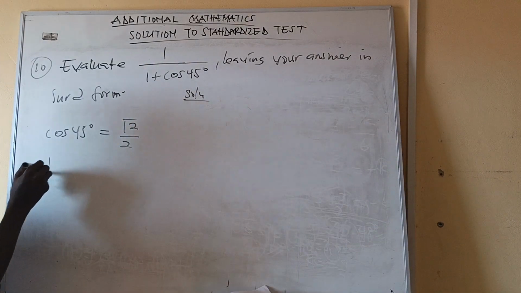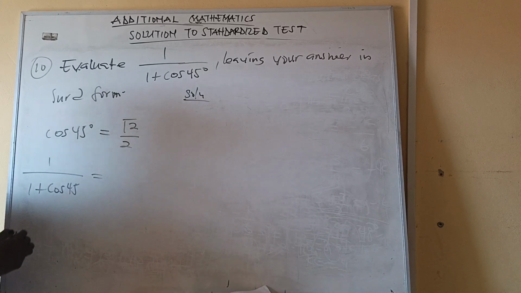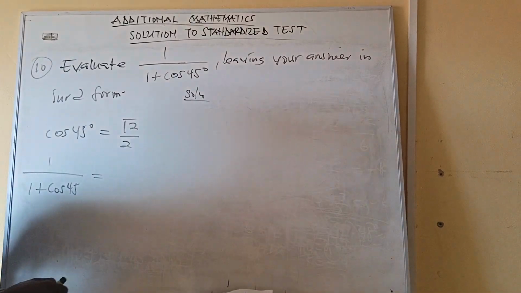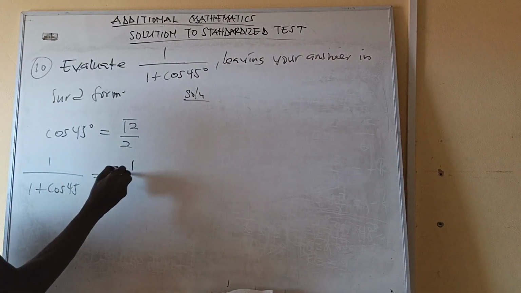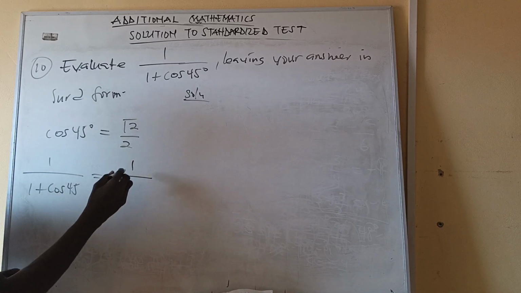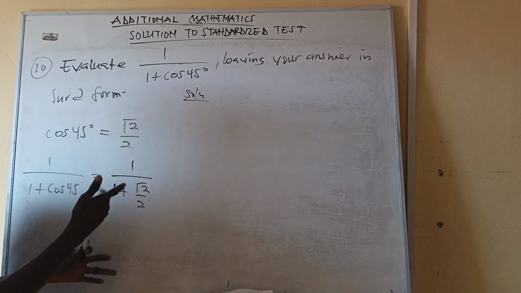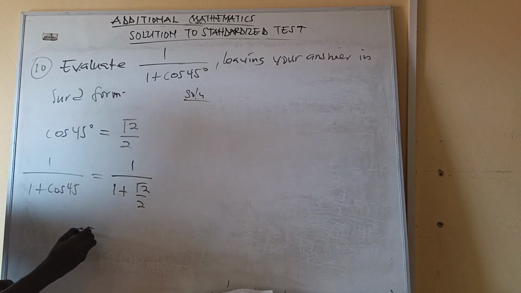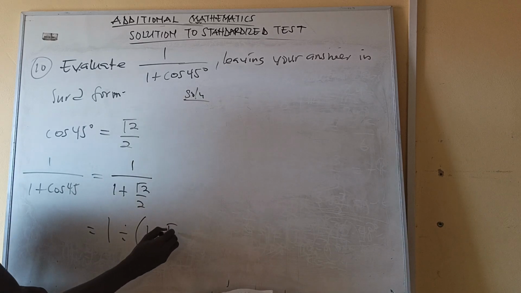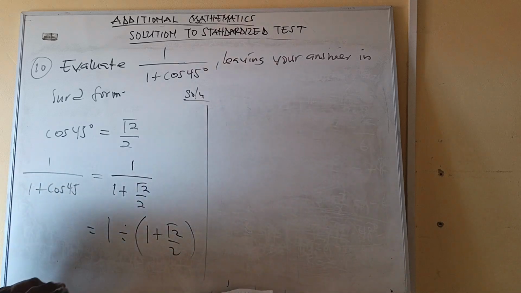Now, so let's have it. So 1 over 1 plus cos 45 is the same as, let's put the value of cos 45 here. Now we have 1 over 1 plus cos 45. Cos 45 is root 2 out of 2. So at this particular point, you just have to simplify this one, then we are done. Now, this one is same as 1 divided by the denominator 1 plus root 2 out of 2. I want to write it like this so that it will be very simple for us to see it.